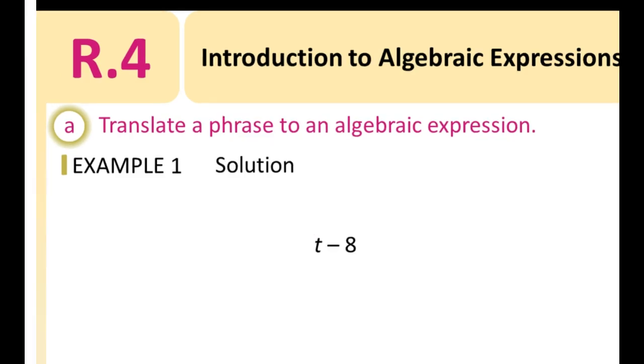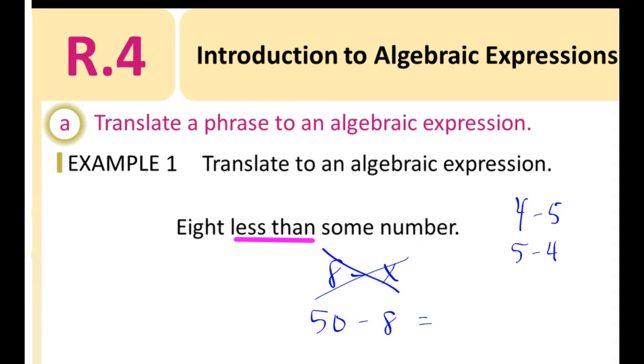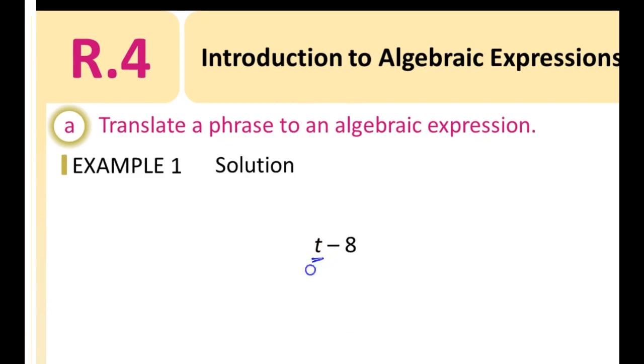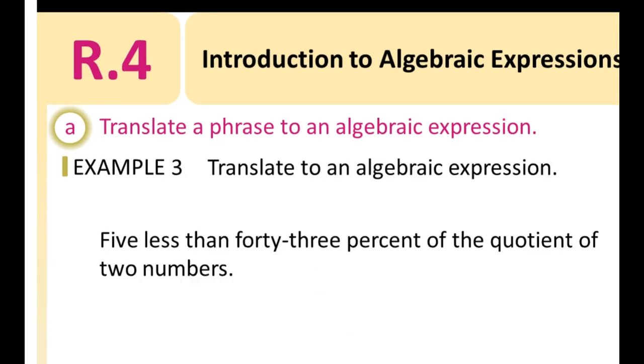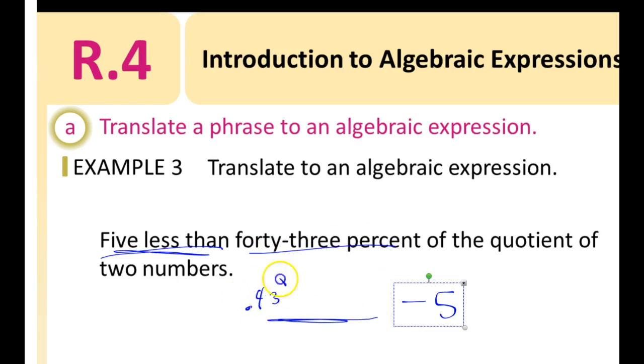The solution here, 8 less: 50 is the unknown value, so it would be your age minus 8. Well, your age is unknown, I don't know your age, so we'll put it as some variable, and the author chose T. 5 less than means I'm going to subtract off 5 from something, and it says 43%. Well, 43% could be written as 0.43.